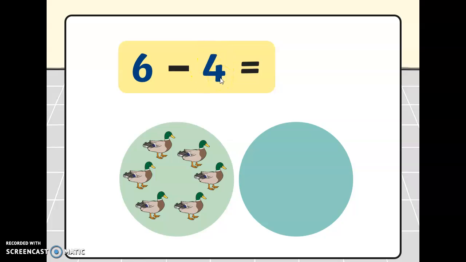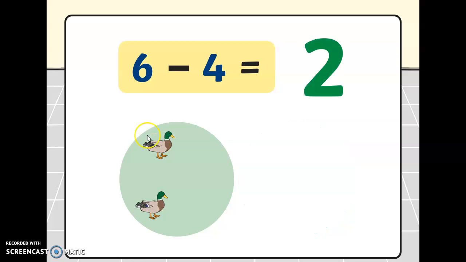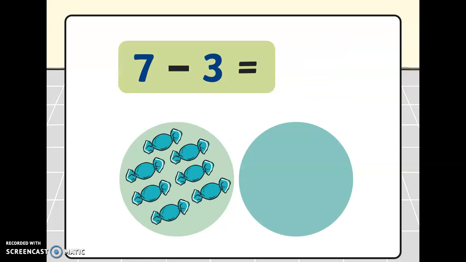Okay, boys and girls, now we need to take away 4. So can you put 4 of your fingers down? 1, 2, 3, 4. Let's take away 4 of the pictures. And how many have we got left? How many fingers have you got left? And how many ducks are there left? Well done. 1, 2. There are 2 left. So 6 take away 4 equals 2. Well done. You're doing so good.